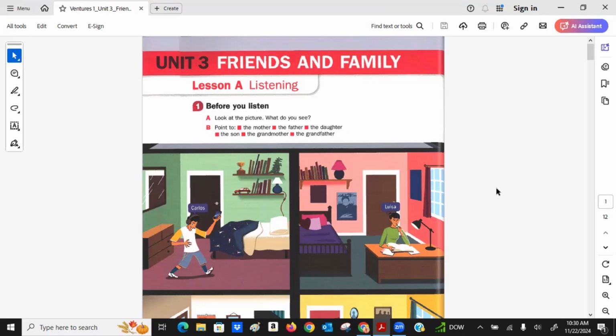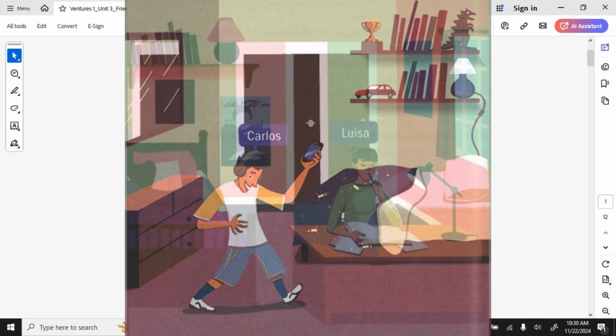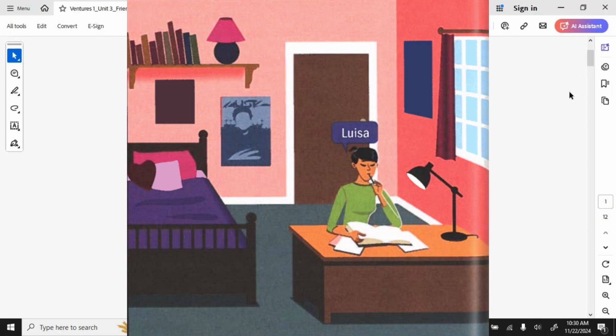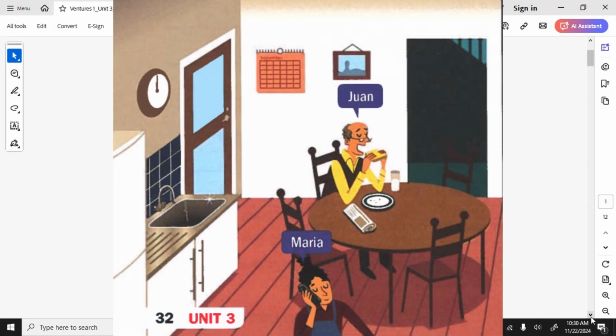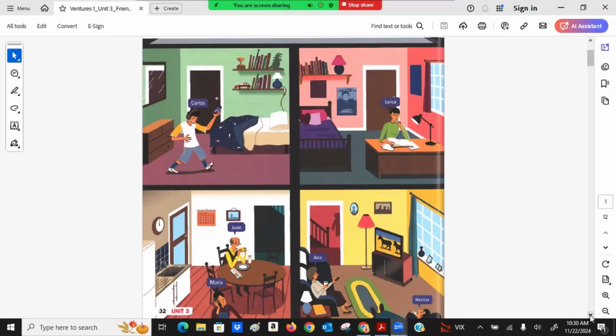Point to the mother, the father, the daughter, the son, the grandmother, and the grandfather. Okay, so first you have to observe, you have to look at the pictures and mention everything you see. Take a minute. Perfect.